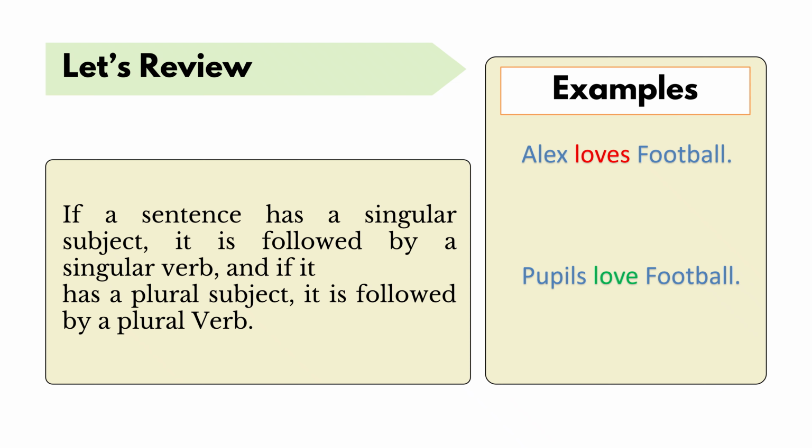It's just a review. So just to review, we know that if a sentence has a singular subject, it is followed by a singular verb, and if it has a plural subject, it is followed by a plural verb. Examples: Alex loves football, pupils love football. So Alex is singular, loves is for the singular, which is Alex, and football is the object. Same here, pupils love football, love for pupils, which is a plural.